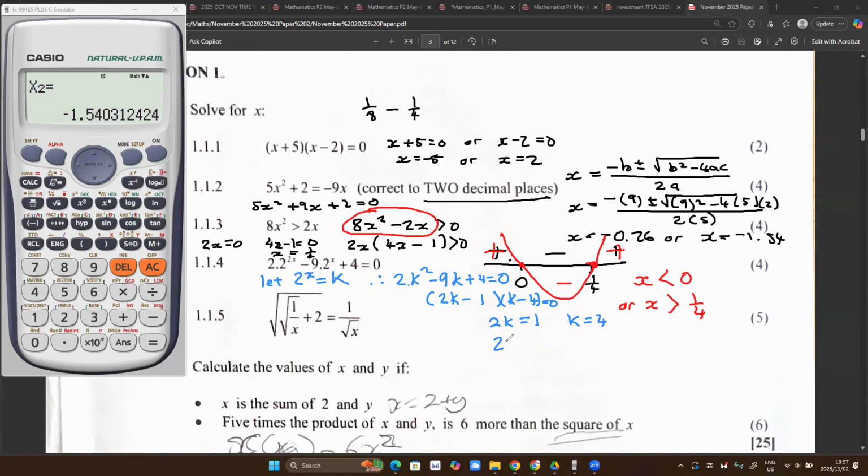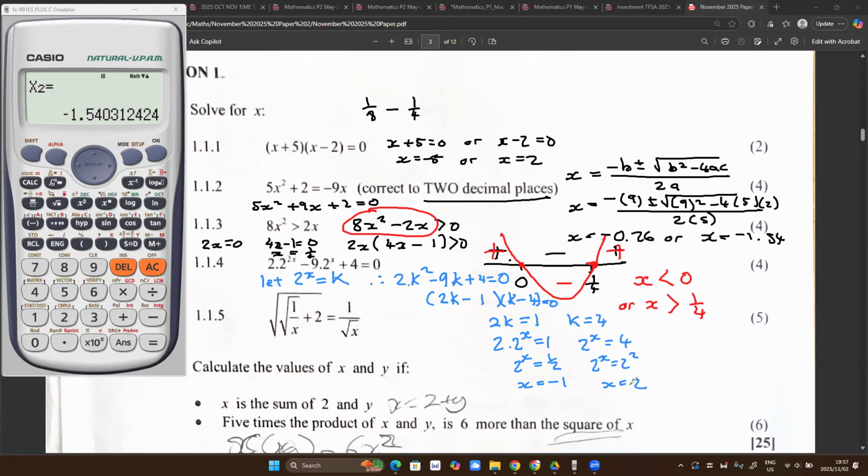All right, so 2 times 2 to the x equals 1, and then 2 to the x equals 4. Divide by 2 on both sides, we get 2 to the x equals a half. So here we get x is equal to, well, a half is 2 to the minus 1, right? So we get minus 1. And then here, 4 is 2 squared, right? Because 2 to the x is equal to 2 squared, so x is equal to 2.